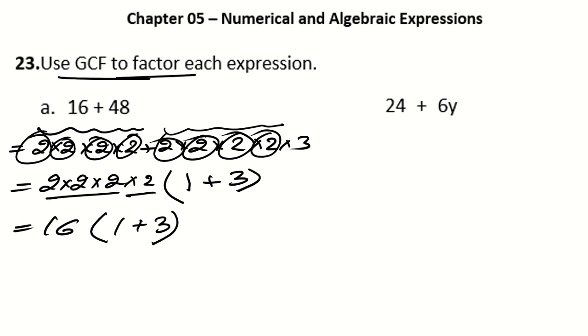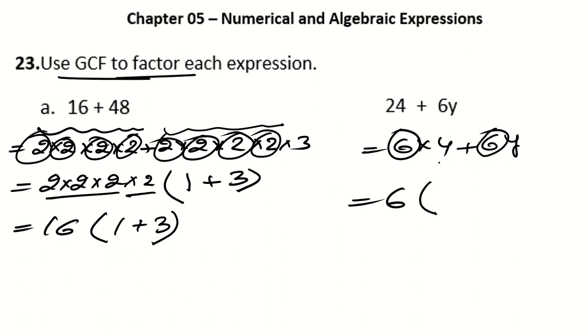Okay. Now another question, 24 plus 6y. So you can see here 24 can be written as 6 multiply 4. This is a small number, so I am writing it directly, and 6y. Now you can see 6 here and 6 here, the same, so take 6 common. Here 4 is left, so 4 comes down. Here y is left, so y comes down. This is your answer. Okay.